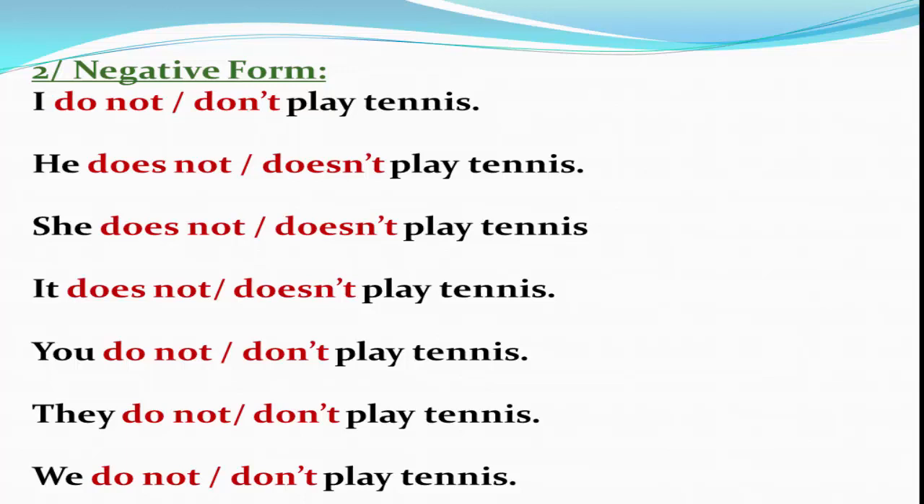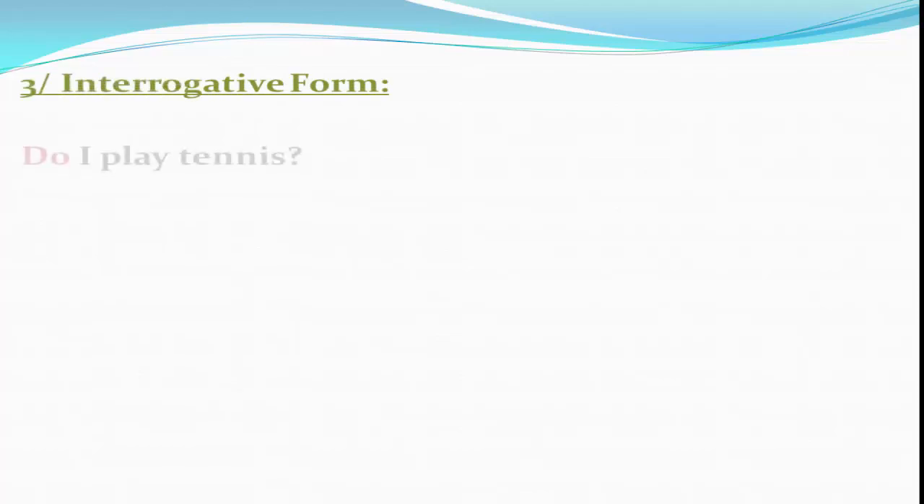So he doesn't play, she doesn't eat, it doesn't write. Let's see the other pronouns. You do not or don't play, they do not play, we do not play, I do not play. So here I write the auxiliary verb as it is and then the base verb as it is. I don't add an S with I, you, they, and we, only with he, she, it. So let's move to the other form, the interrogative form.